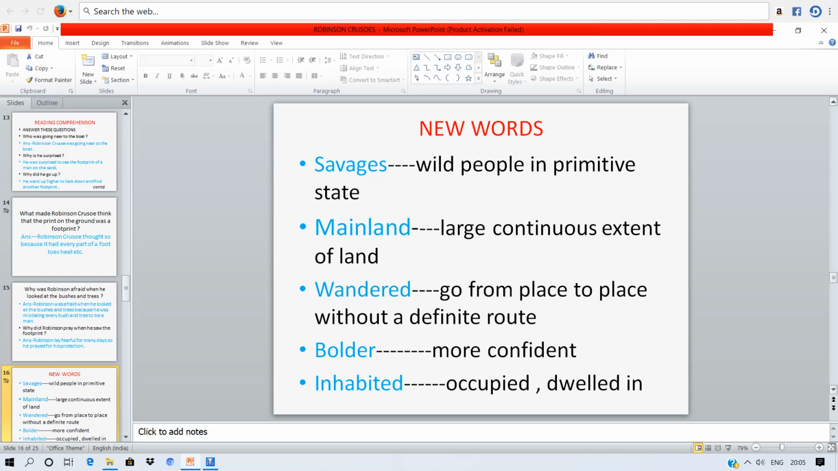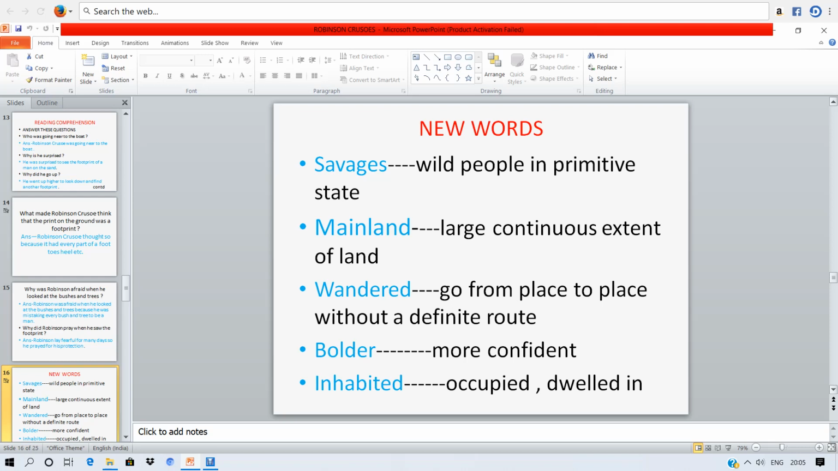Second is mainland. Mainland means large continuous extent of land. It is not like an island which is surrounded by water from all sides. Wandered. Meaning of wandered is go from place to place without a definite route. And you know children, savages are wanderers. They move from one place to another in search of food and shelter.